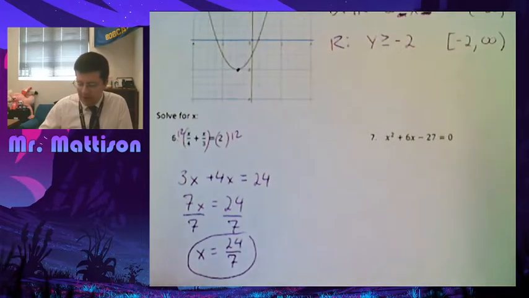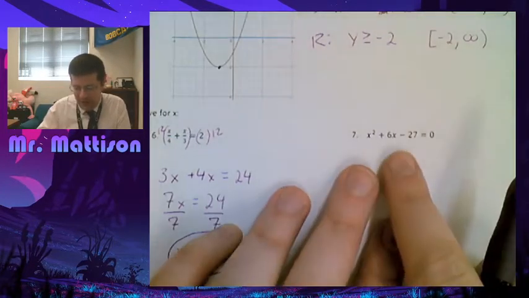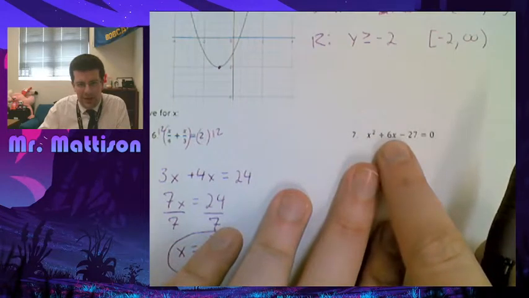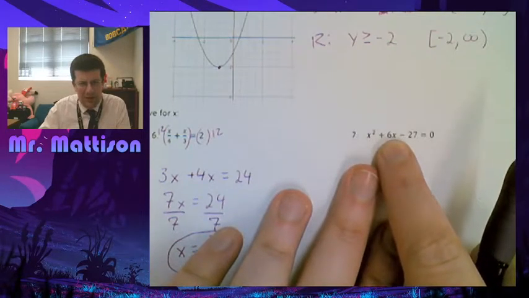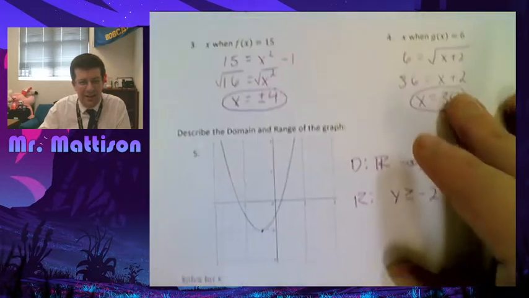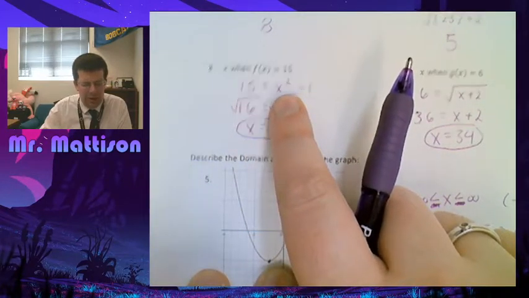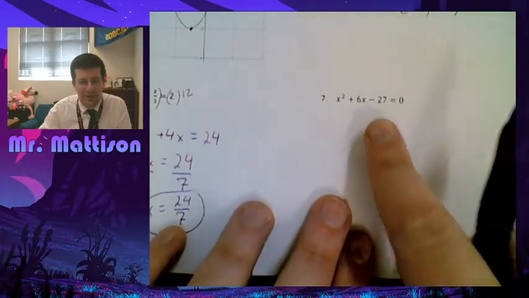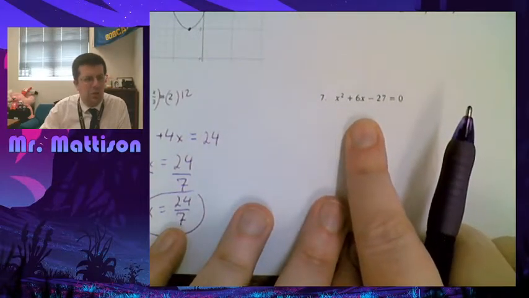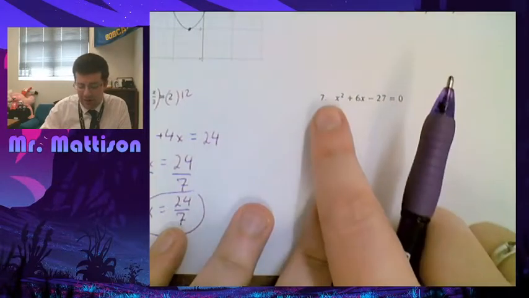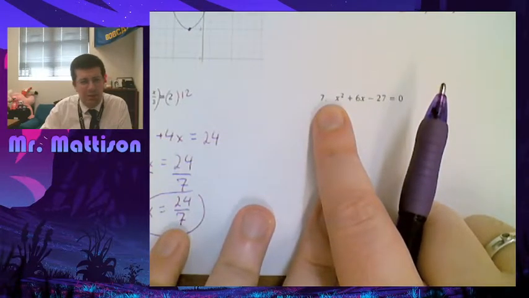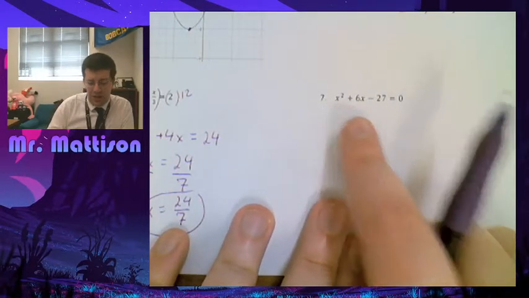All right, over here to number 7. So here I have an x to the second, and then I have an x to the first power here. So whenever I see that, versus here where I didn't have that x to the first power term, I definitely need to try and solve this by factoring or the quadratic formula. Since there's not a number in front, factoring is going to be pretty easy for me to try and check.